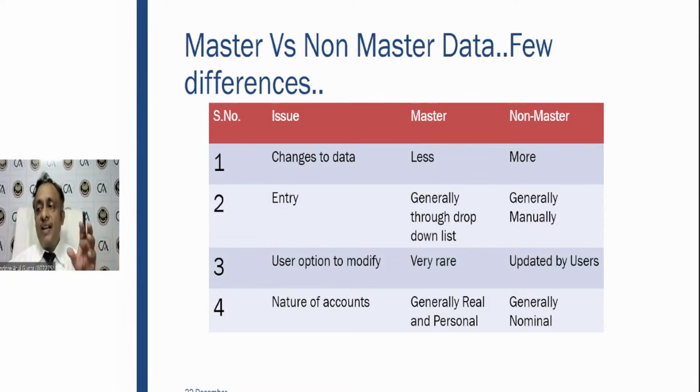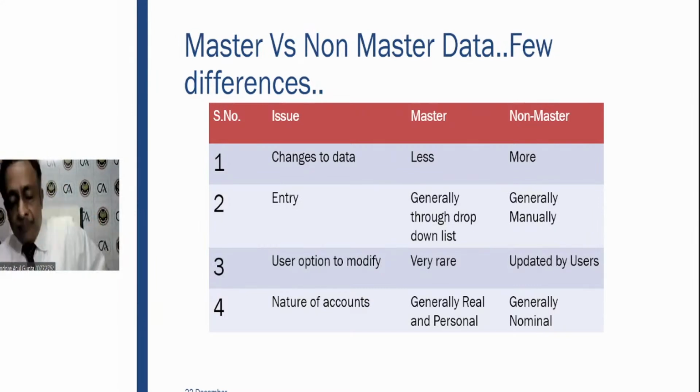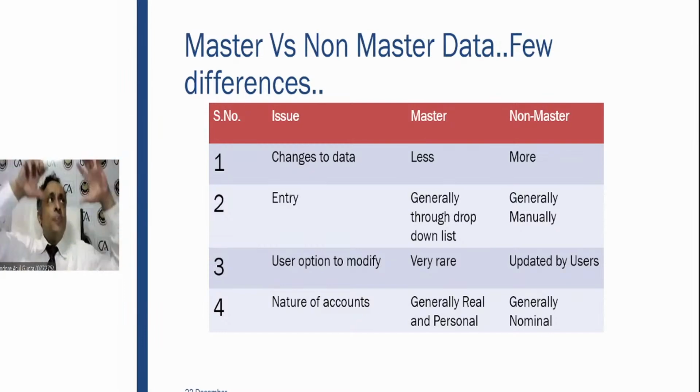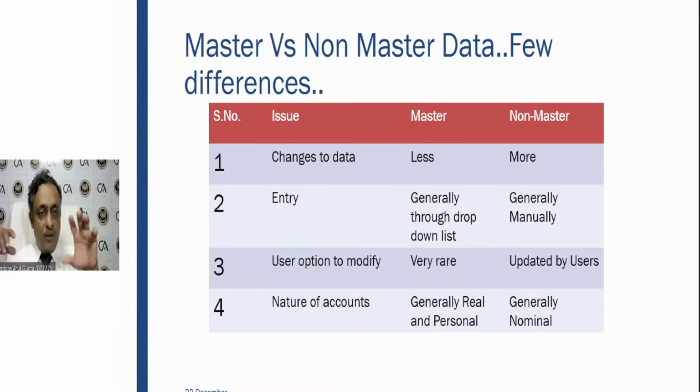Changes to data in master are less frequent, non-master are more. Entry, generally through drop down. Now, see, I need to give you an example, an illustration, to understand. Say when someone talks about Tally or accounting software. So when I create a ledger, the accounting software asks me the group. So whether that ledger is a sundry debtor or a sundry creditor or an asset or an income or an expenditure or a direct expenditure, indirect expenditure, these are various categories of group.